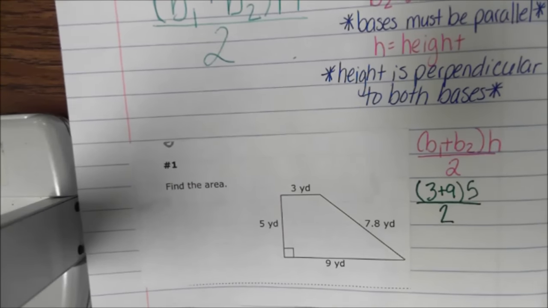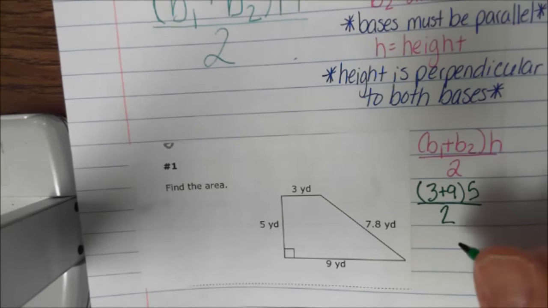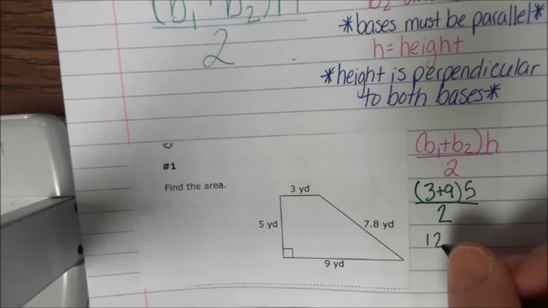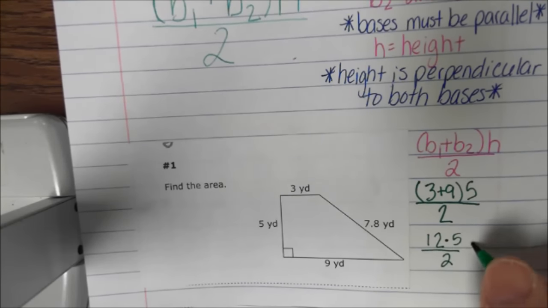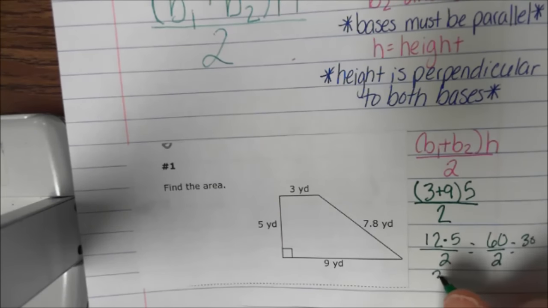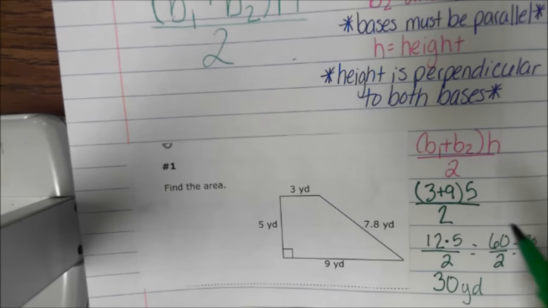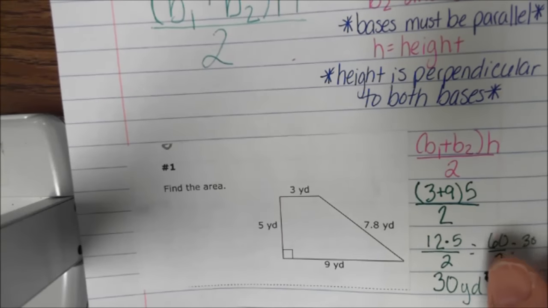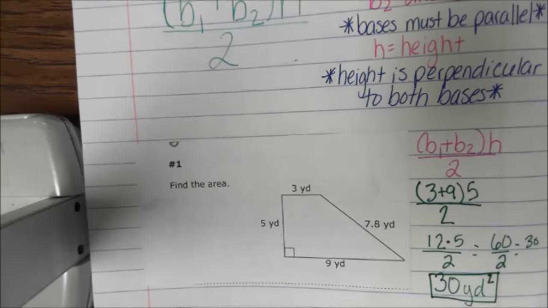That's right. So now I'm just going to use my lovely Aunt Sally order of operations. So I do inside my parentheses first. 3 plus 9, which is 12, times 5, divided by 2. And 12 times 5, which is 60, divided by 2, which is 30. And again, we're going to box and label our answer. So this is yards. And since it's area, it's square yards, and then we box it. All right, and there's our answer.